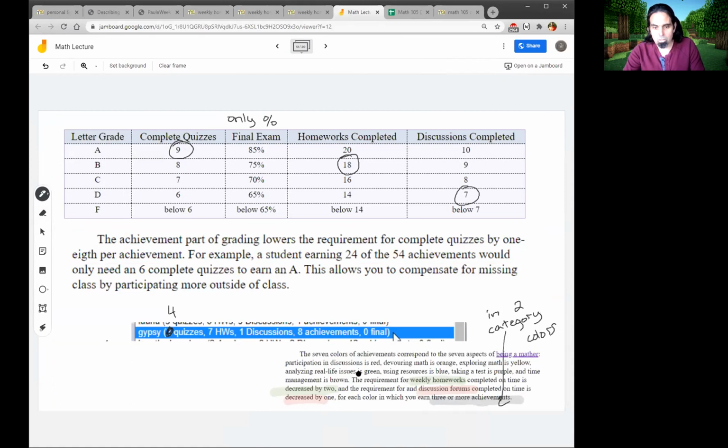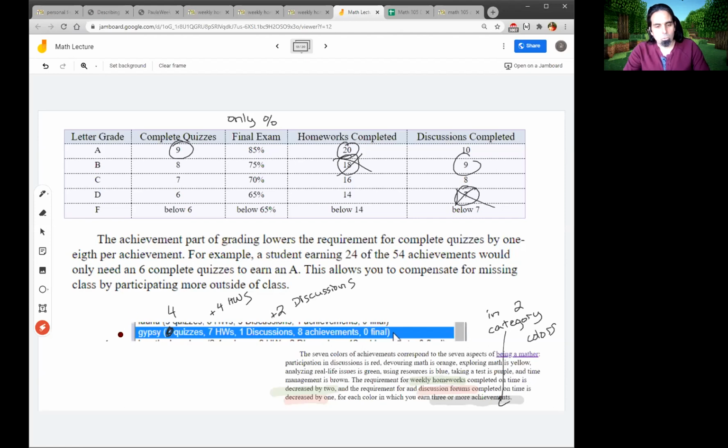So the weekly homeworks is decreased by 2 for each of these. So that means it's as if they have +4 homeworks. Instead of being in trouble with homeworks, now they're happy. And discussions is increased by 1 for each of these. So now it's like they have +2 discussions because they had 2 category columns. So now they're up here and they're out of trouble. So they need to make up a discussion somehow. Maybe we'll fuss with things at the end and have some makeup opportunity. But that's how this is supposed to work.